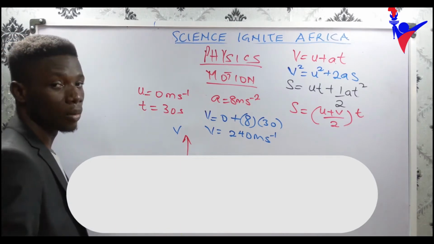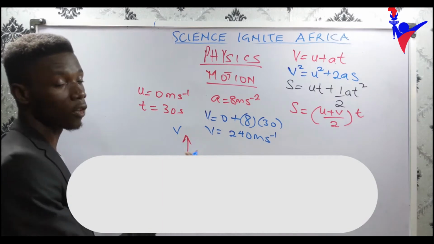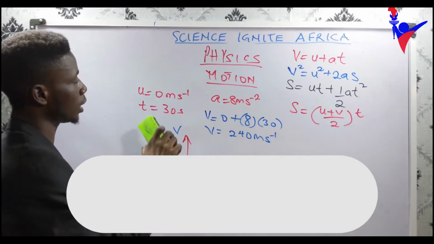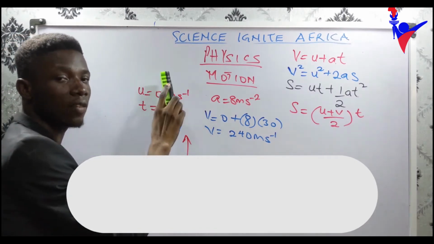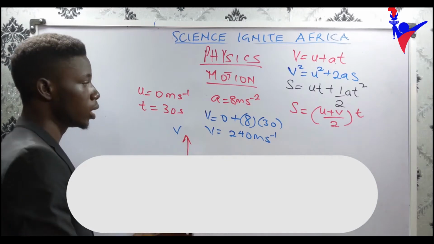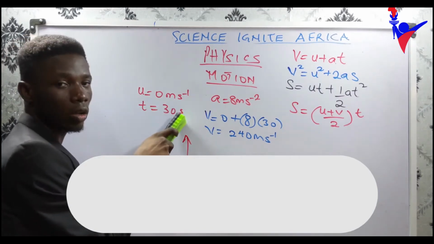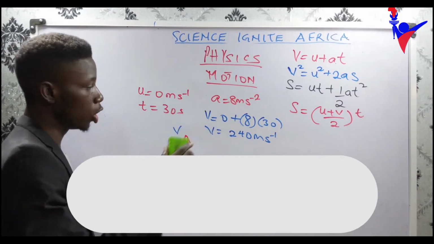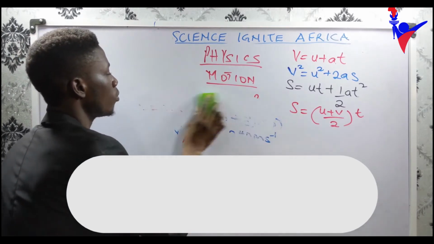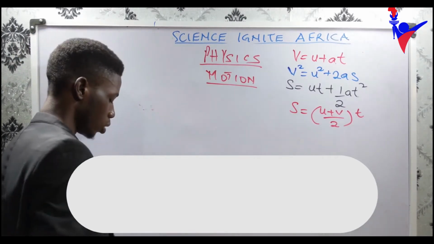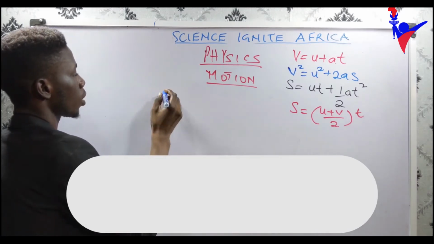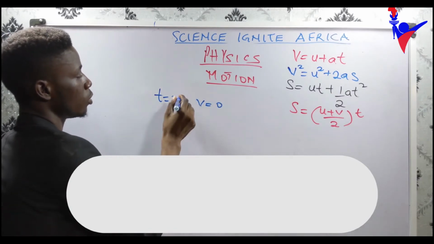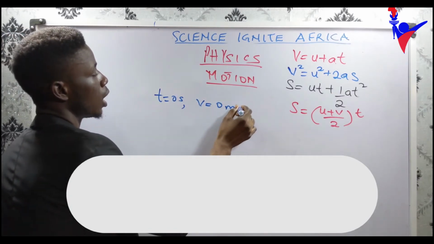We said the body starts from rest, which means that when t is equal to 0, permit me to rub this off and start writing. So when t is equal to 0, my initial velocity u equals 0. That's one. And I've also gotten that when t becomes 30 seconds, my velocity at that point is 240 meters per second. So I will write those things out now. So at t equals 0, v equals 0 as well. When we have 0 seconds, v equals 0 meters per second.